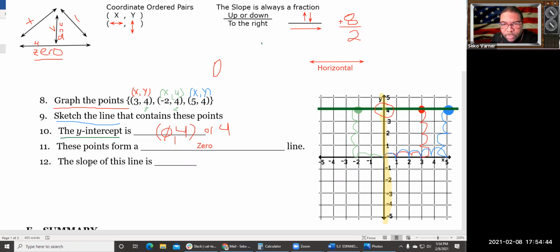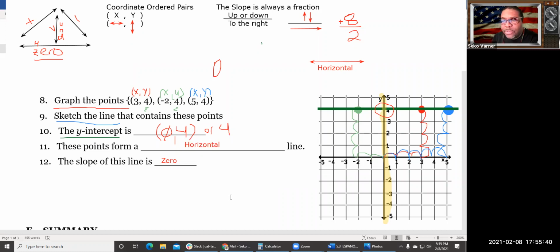Okay. And so number 12, what's the slope of the line? Oh, so you caught the mistake. Good. You caught it. Because that's supposed to be 0 slope. Good. Slope of the line is 0, but it forms a horizontal line. I hope you caught that. I'm going to assume you caught it.